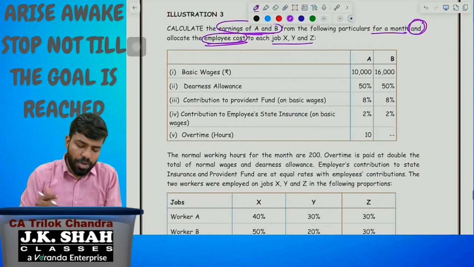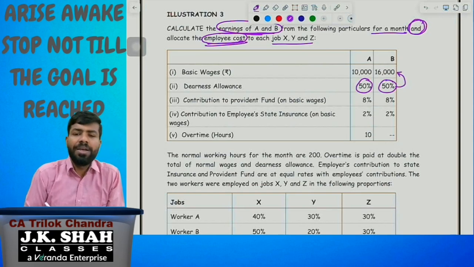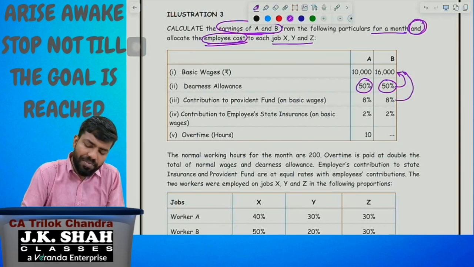Now, look at the basic wages. How much is it? 10,000, 16,000. Dearness allowances given in terms of percentage. This percentage should be applied on the basic wages. Contribution to provident fund is also on the basic wages. Percentage given, we will apply it on the basic wages. Contribution to employee state insurance, again on basic wages.